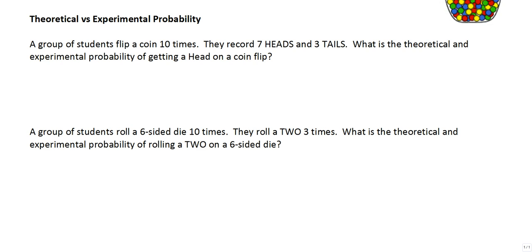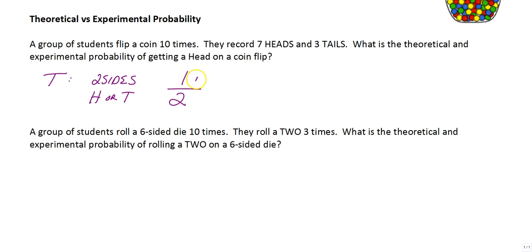So the theoretical is just what is the possible outcomes divided by your total amount of outcomes. So flipping a coin, what is the theoretical probability? The theoretical probability is you have two sides, and your choices are either a head or a tail. So, what is the theoretical probability of getting a head? It would be 1 out of 2, because you have one head out of two sides.